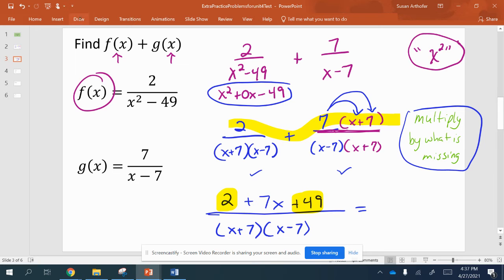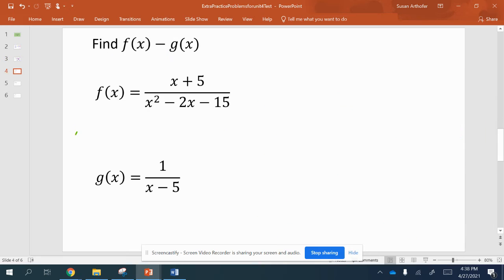2 plus 49 is 51. So the answer is 7x plus 51 over x plus 7, x minus 7. That's our final answer. Okay, let's move on to the next one.